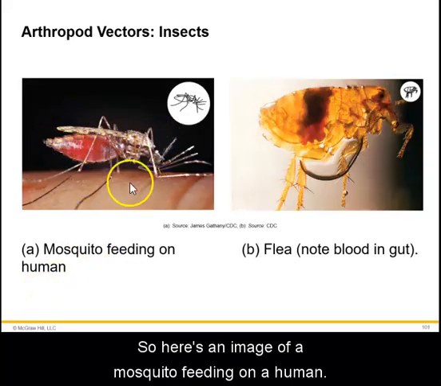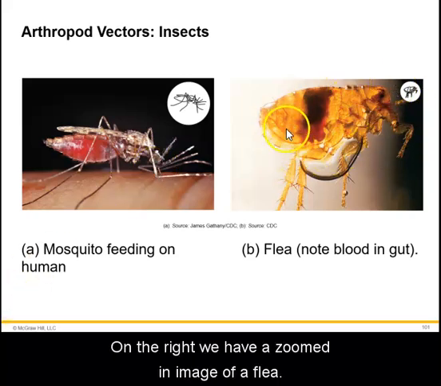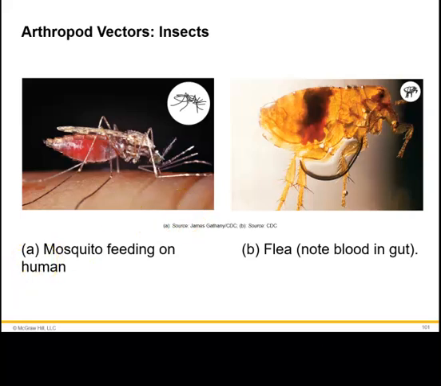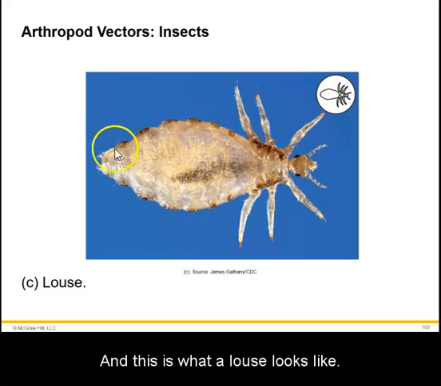So here's an image of a mosquito feeding on a human. On the right, we have a zoomed in image of a flea. You can see blood in its gut here after a blood meal. And this is what a louse looks like.